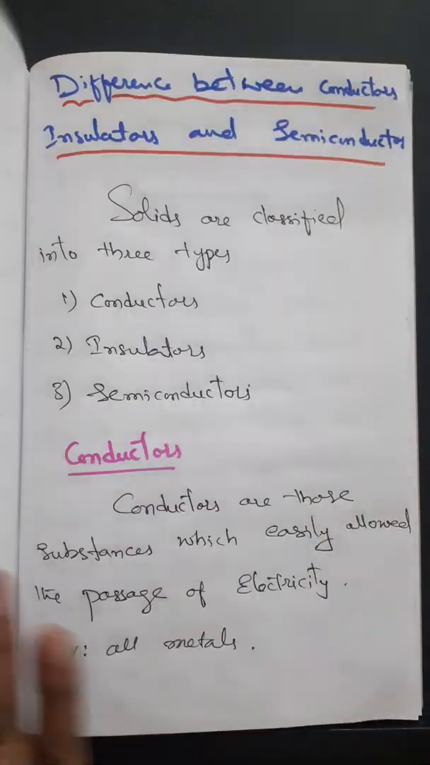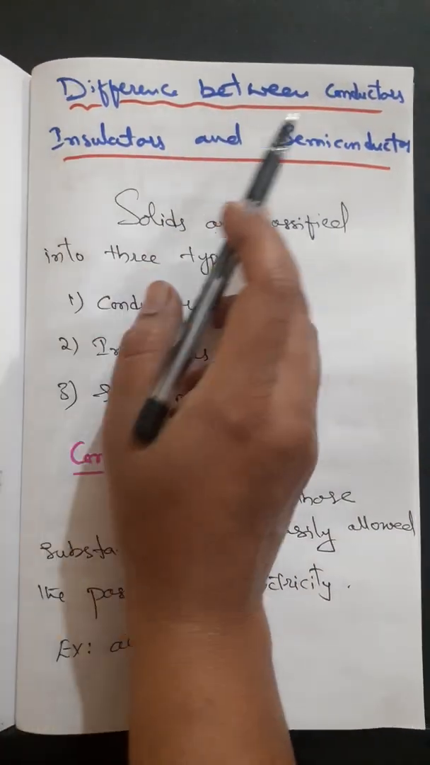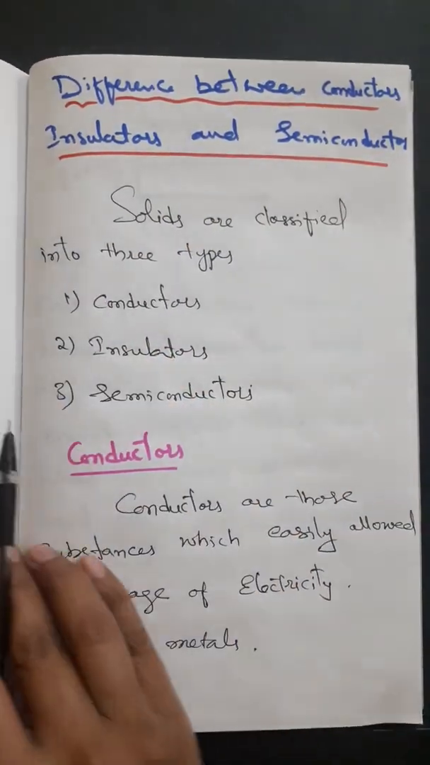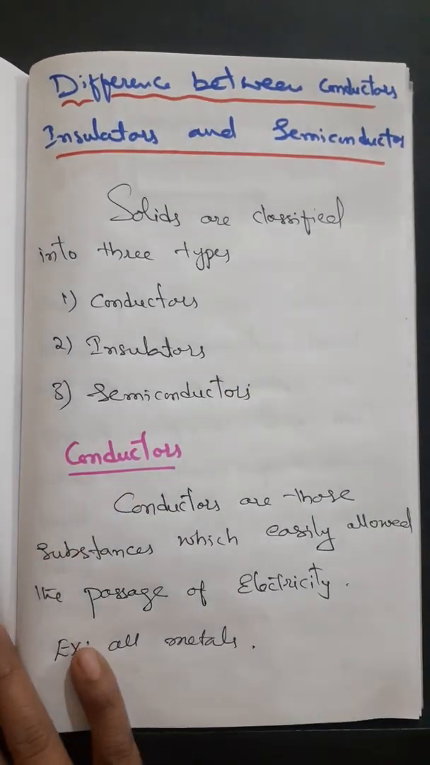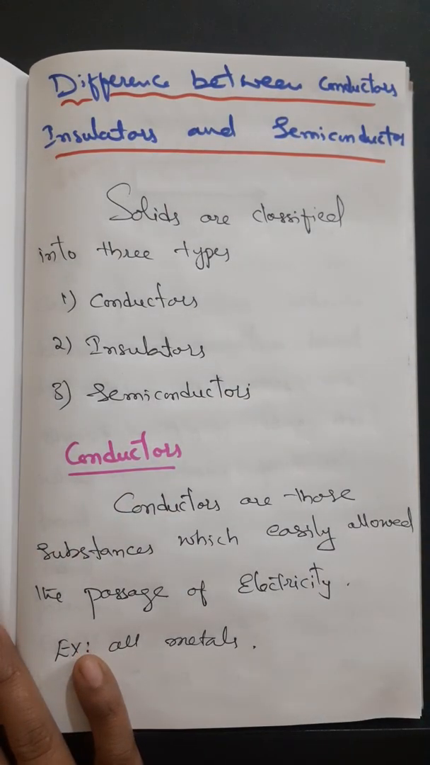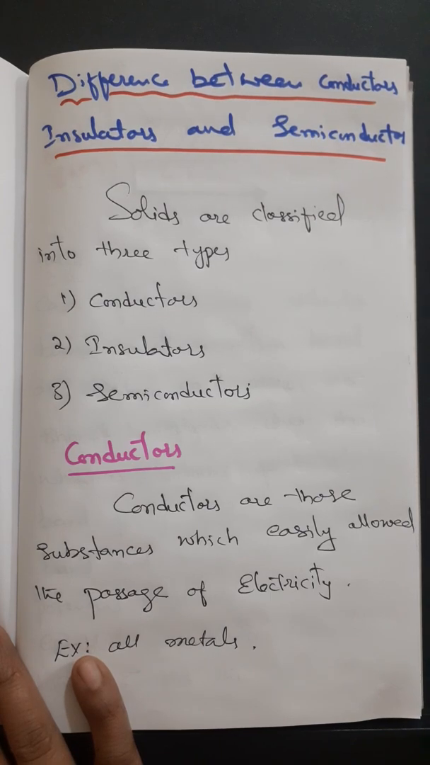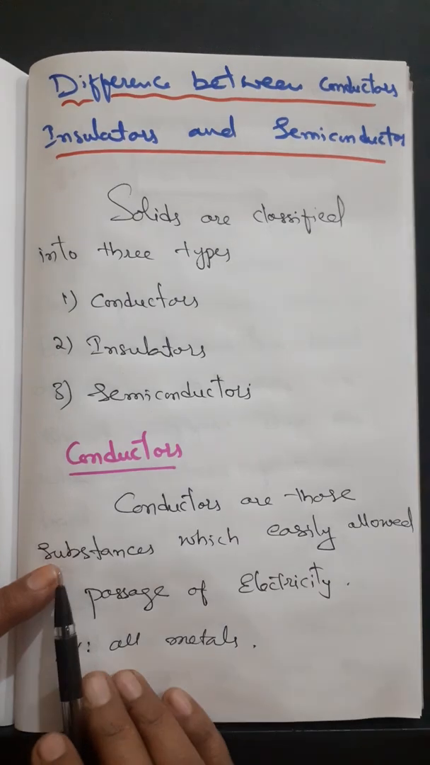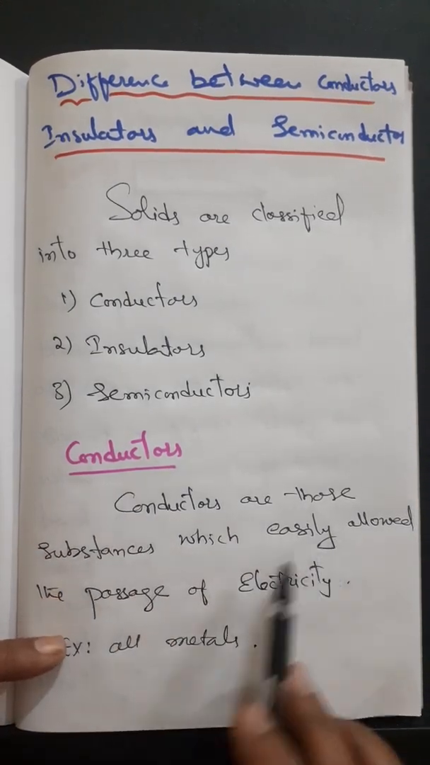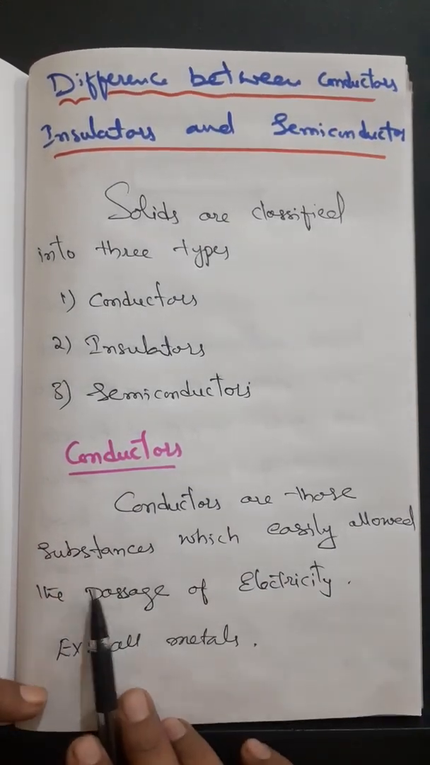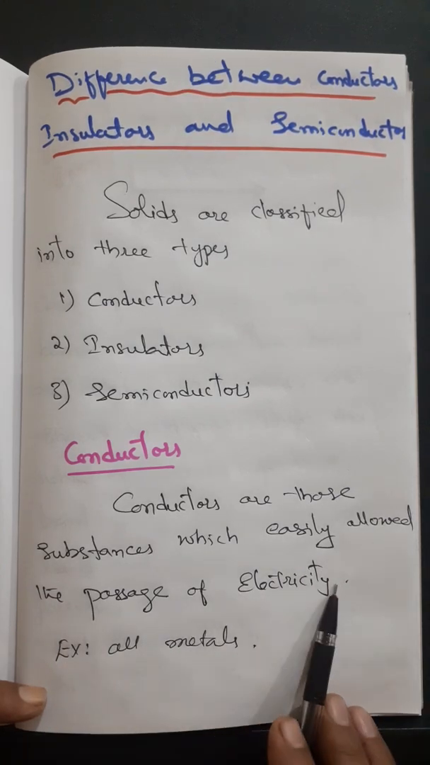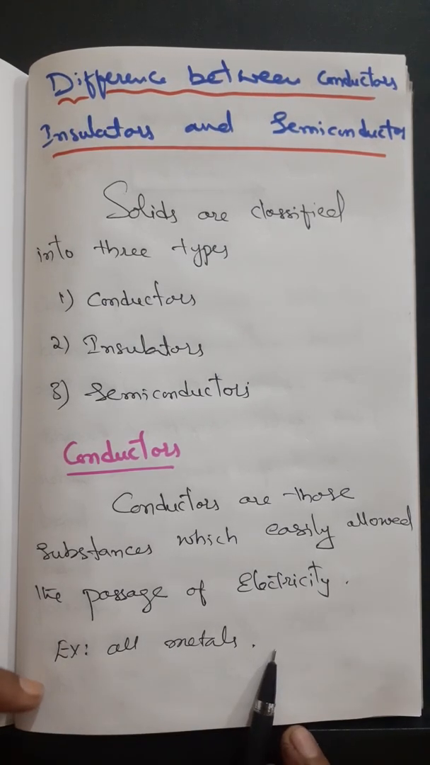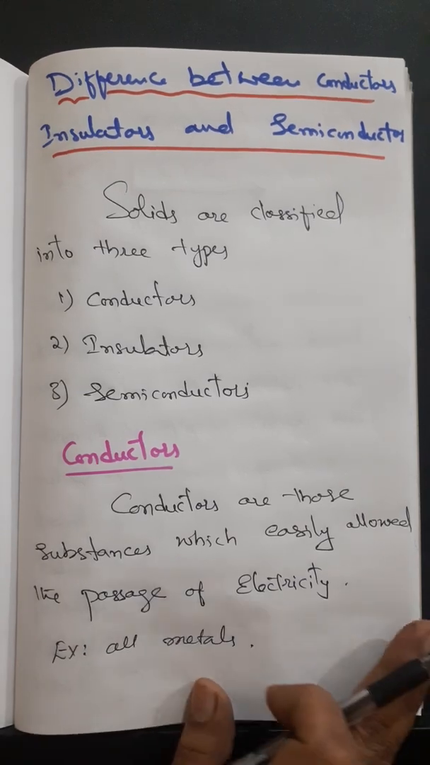Now come to the next point, that is the difference between conductors, insulators and semiconductors. Based upon this band theory, that is valence band, conduction band and forbidden band, solids are classified into three categories: conductors, insulators and semiconductors. Conductors are those substances which easily allow the passage of electricity, for example all metals. So what is the reason?